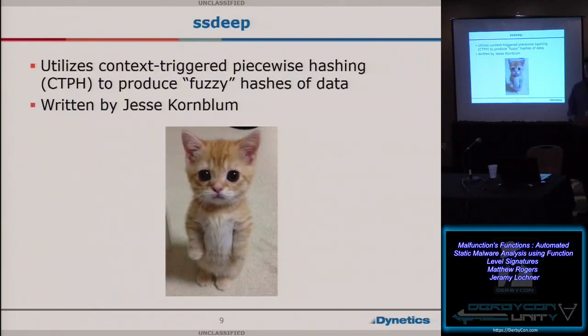So we use a program called SSDeep in order to utilize context-triggered piecewise hashing, which produces the so-called fuzzy hash, which makes it so that we can do small change in input equals small change in output. It was written by a guy named Jesse Kornblum. He's written a number of forensics tools, most notably tools like Foremost.